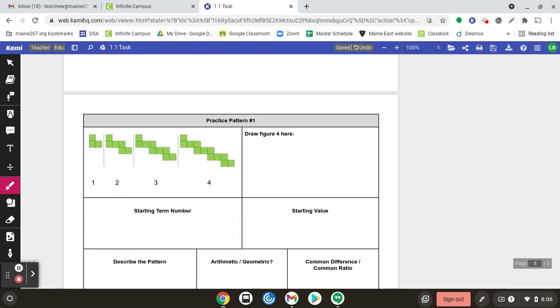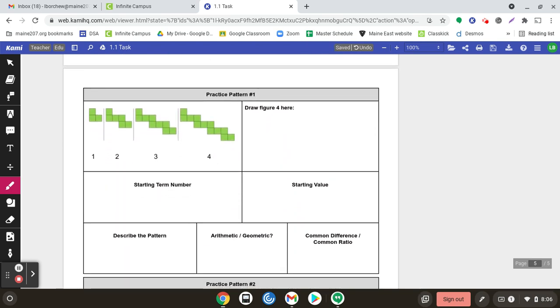So on page 5 in your packet, we have a practice pattern. It shows you 4 figures, figure 1, figure 2, figure 3, figure 4, and it says draw figure 4 here. We actually mean draw figure 5 here. So I'm going to try and figure out what in the world the pattern even is. It looks to me like we've got an L right here. It's here originally, here originally, here originally. And then it looks like we just add another L onto it each time.